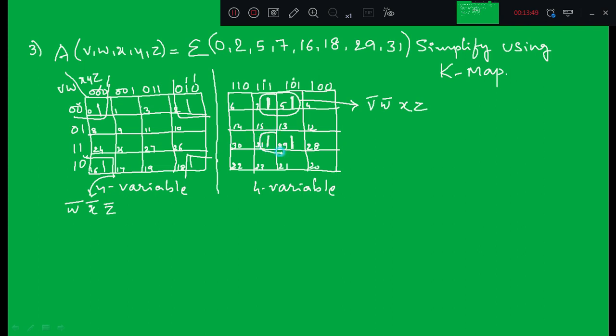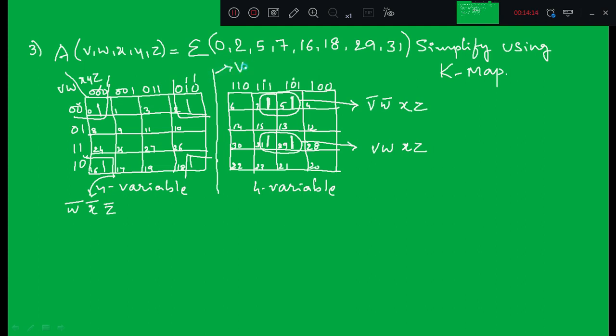Similarly, these two ones can be grouped, can be put in one group. And what is the expression? What is the term for this? It is V, W, then X and Z, right? So if you observe this, you cannot eliminate, because this is the first step. I have grouped all these 4 ones like a 4 variable K-map.